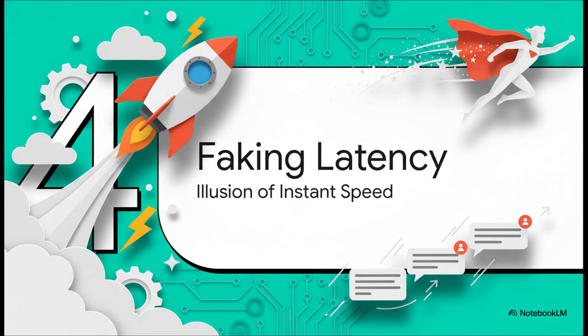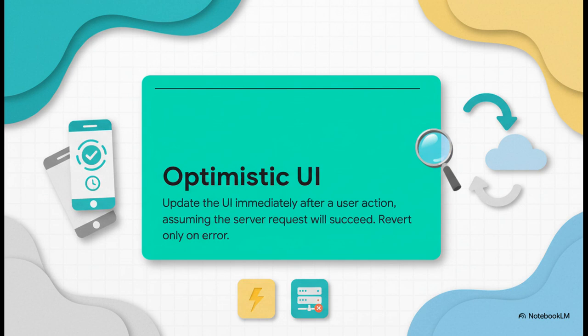Okay, so our connection is stable. We've squashed all the common bugs. Now let's level up. Let's move from just making it work to making it feel amazing for the user. We're going to do that by creating the illusion of instant speed. This trick is called an optimistic UI.